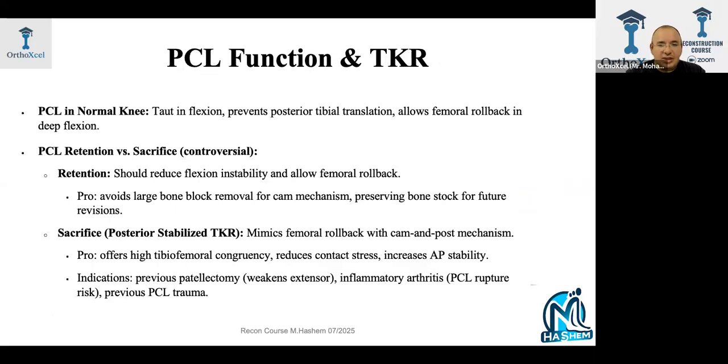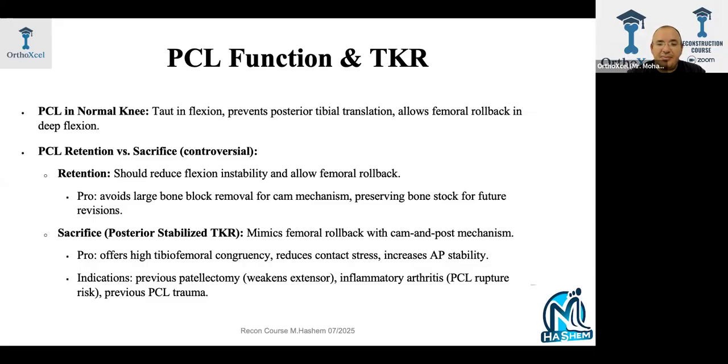BCL function, we say it 100 times from when we start. BCL is mainly taught in flexion. It mainly prevents the posterior tibial translation. It allows the femoral rollback. In BCL retention versus BCL sacrifice, we agree the difference is how you maintain the mechanics of the knee.